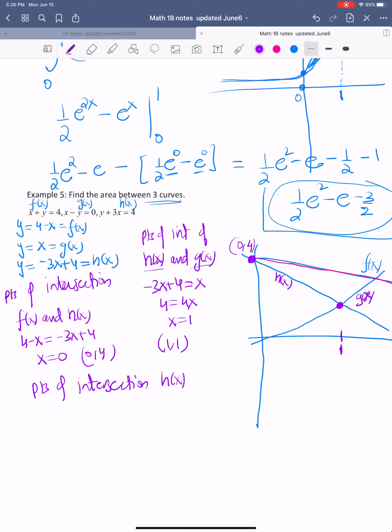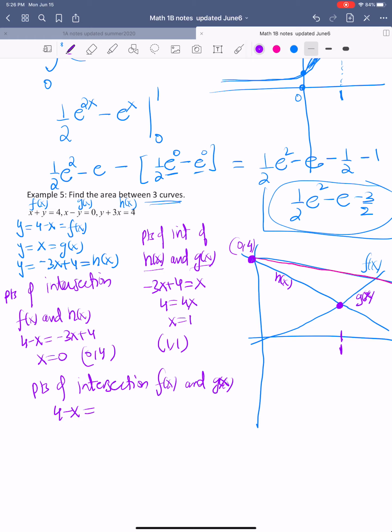So h of x and g of x and f of x. Those are the two that I have not found the points of intersection, f of x and g of x. All right, so f of x and g of x, I'm looking for the points of intersection. Let's set them equal to each other.